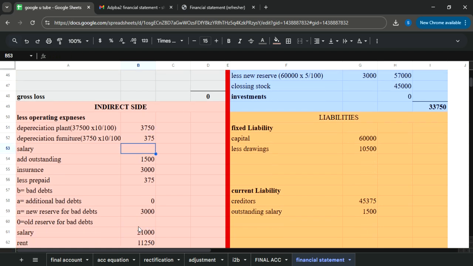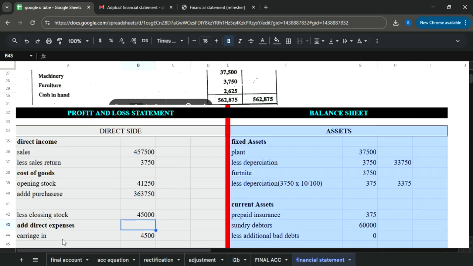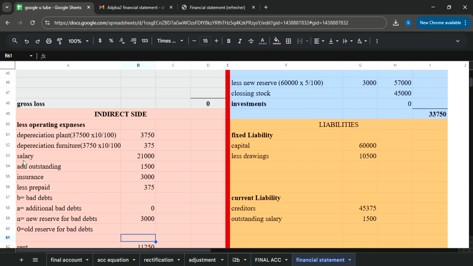It was also mentioned earlier. Rent needed to be written over here. So guys, as you can see, we needed to write salaries, rent, and insurance. So you have written salary, rent over here, and insurance.